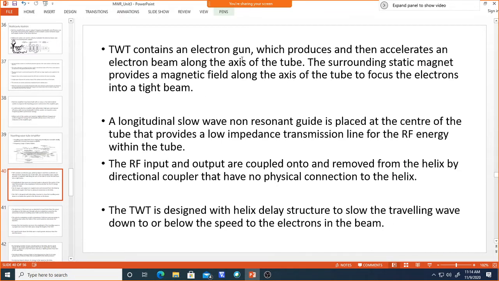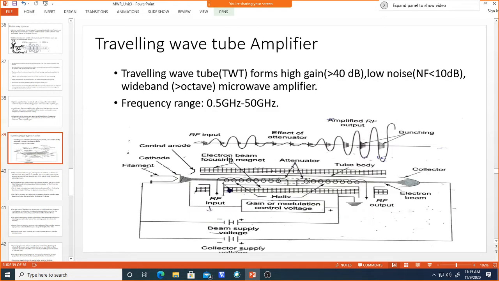It contains an electron gun, which produces and then accelerates the electron beam along the axis of the tube. The surrounding static magnet provides the magnetic field along the axis of the tube to focus the electrons into a tight beam. This magnet focuses the electron beam, and it should not allow the spreading or debunching of the electrons.